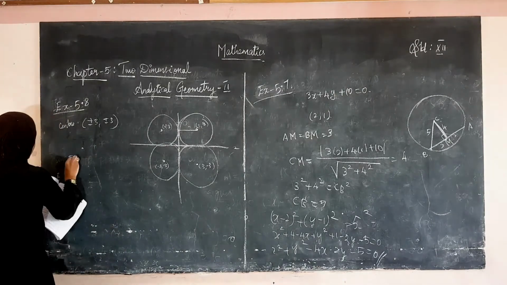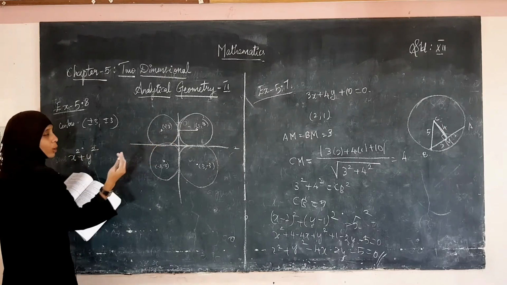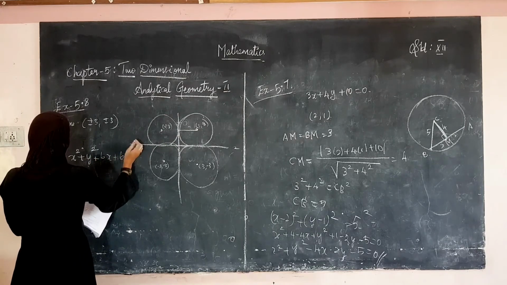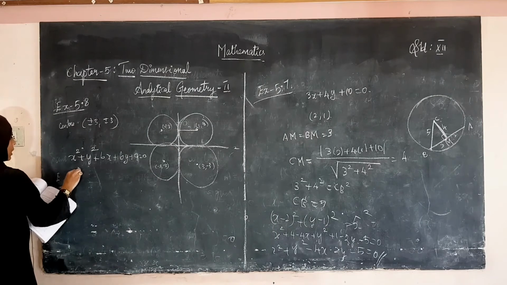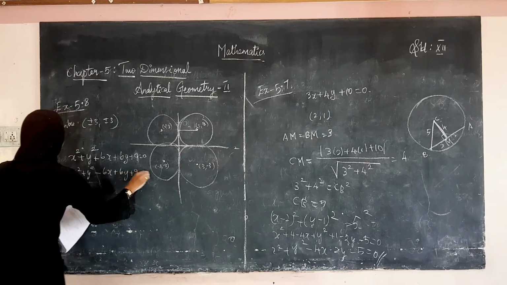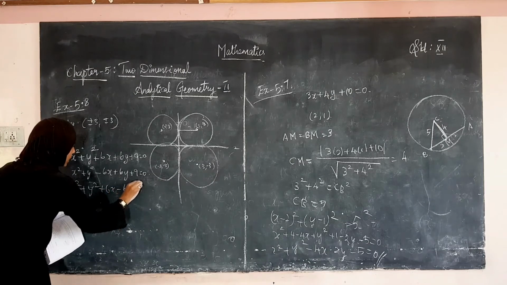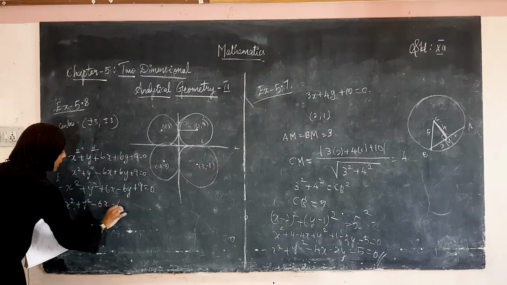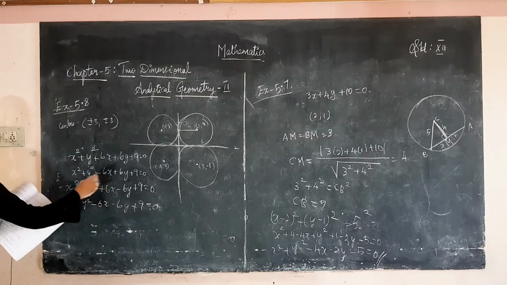The equation of the circle is x² + y². If we take this one, we will be having 4 equations, right? So x² + y² + 6x + 6y + 3² = 9, that is + 9 = 0. Likewise, you will have x² + y² - 6x + 6y + 9 = 0, x² + y² + 6x - 6y + 9 = 0, and x² + y² - 6x - 6y + 9 = 0. See, these are the 4 equations of these 4 circles.